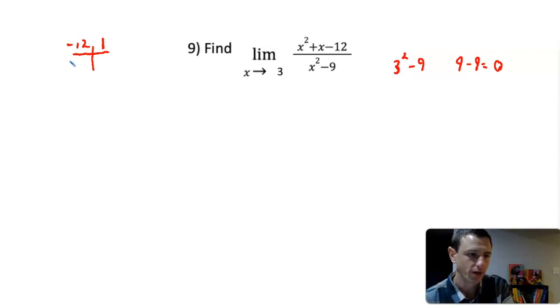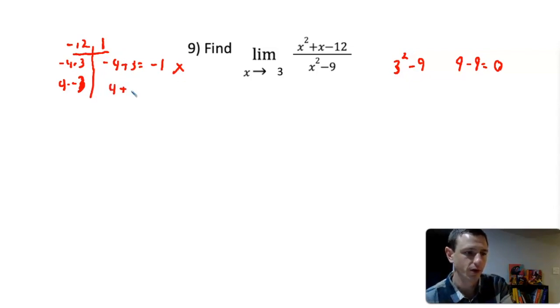Adding up to 1, we know it's going to be some version of 4 and 3. So it could either be negative 4 times 3 or 4 times negative 3, because we want to multiply to a negative while adding up to a positive. Negative 4 times 3 is negative 12. Negative 4 plus 3 is negative 1. So that doesn't work. 4 times negative 3 is negative 12. 4 plus negative 3 is positive 1. So that works.